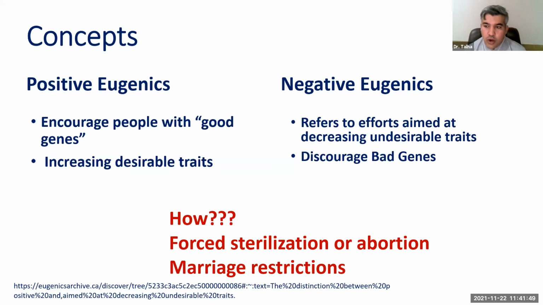So how do you do that? How is it possible? Through sterilization or abortion, or by putting in some marriage restrictions, for example, to discourage some bad genes and to allow good genes within the society or within the community?